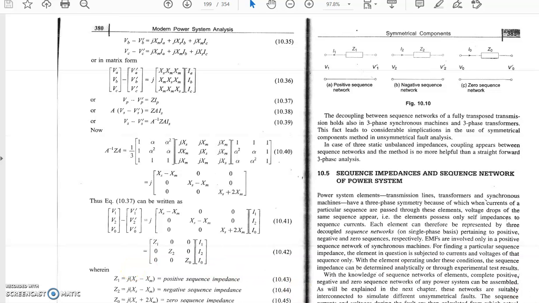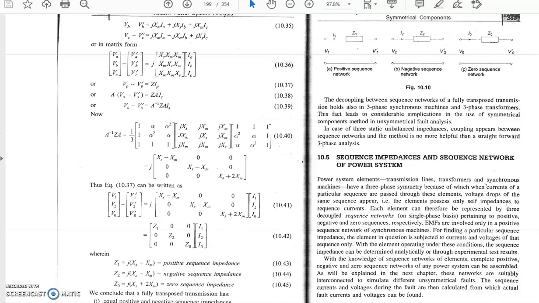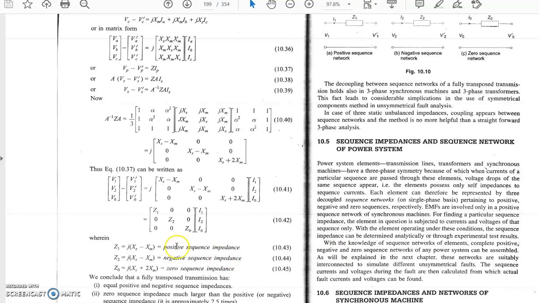If we decouple this equation, or again if we want to write this equation, here first we define Z1. We assume that jxs minus xm is denoted as the positive sequence impedance. Xs minus xm is the negative sequence impedance, and Z0, xs plus 2xm, is the zero sequence impedance. Because these three equations do not affect each other, it is a decoupled equation.